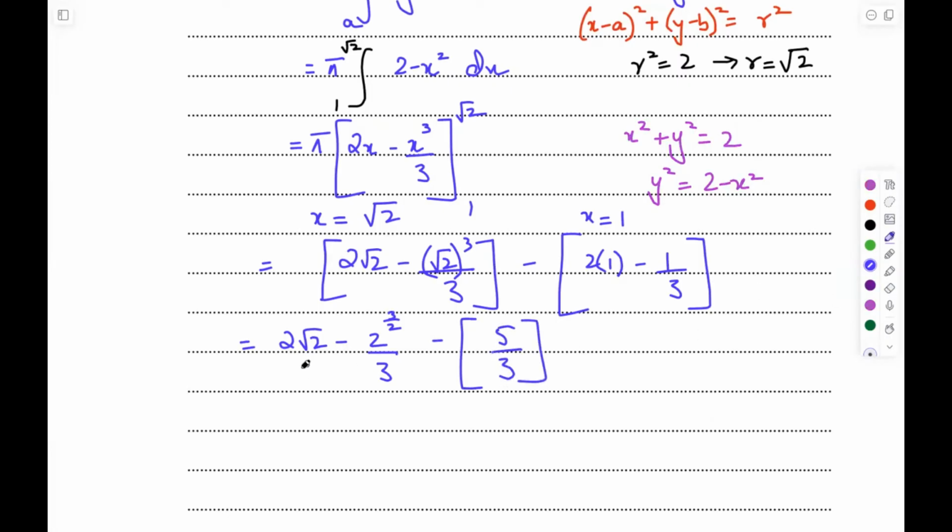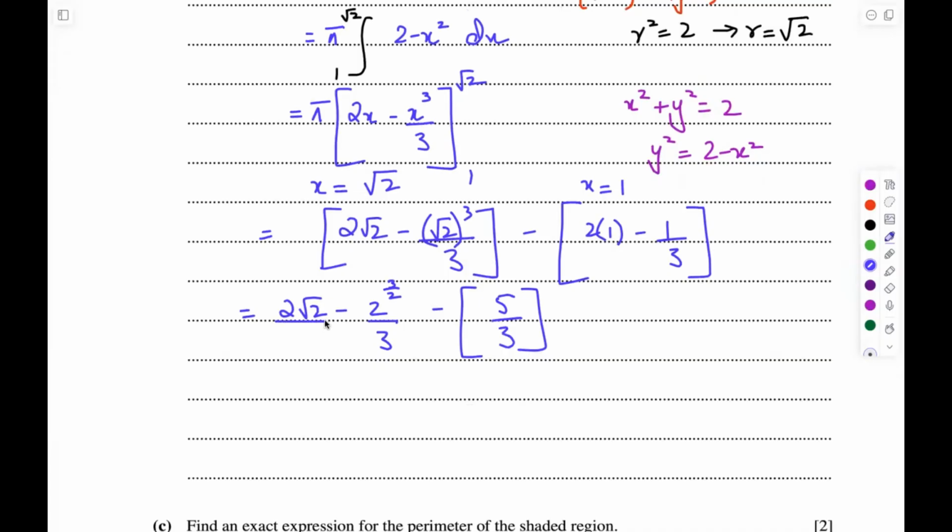Taking the LCM, as the denominator over here is 1, this will become 3 times 2, which is 6 square root of 2, minus 2 times 2 to the power 3 upon 2. We can write 2 to the power 3 upon 2 as 2 multiplied by square root of 2, as 2 to the power 1 plus 1 upon 2 becomes 3 upon 2. So we can write it as 2 square root of 2. This will be minus 5 upon 3.